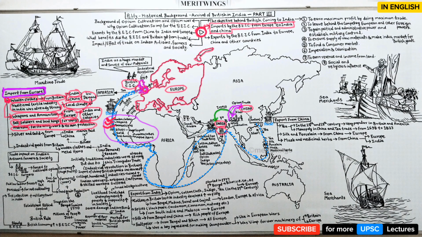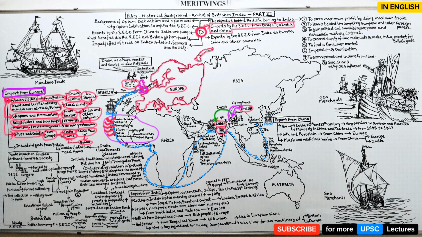After this, the third import item included in it is import of silver and gold. The British East India Company used to send large amounts of silver and gold from Europe to India and China, because the goods purchased by the company from China and India were mainly paid for in silver. Gold was also imported, but silver was used more, especially in trade with China.